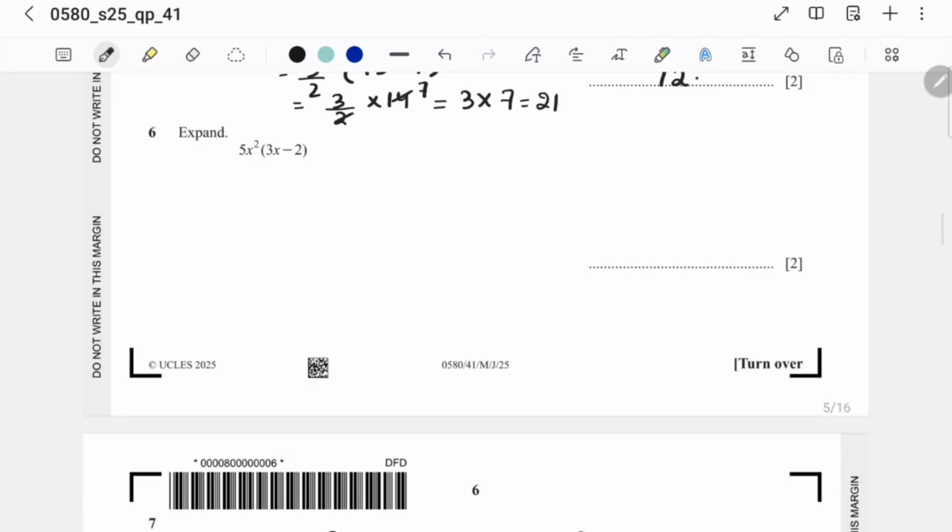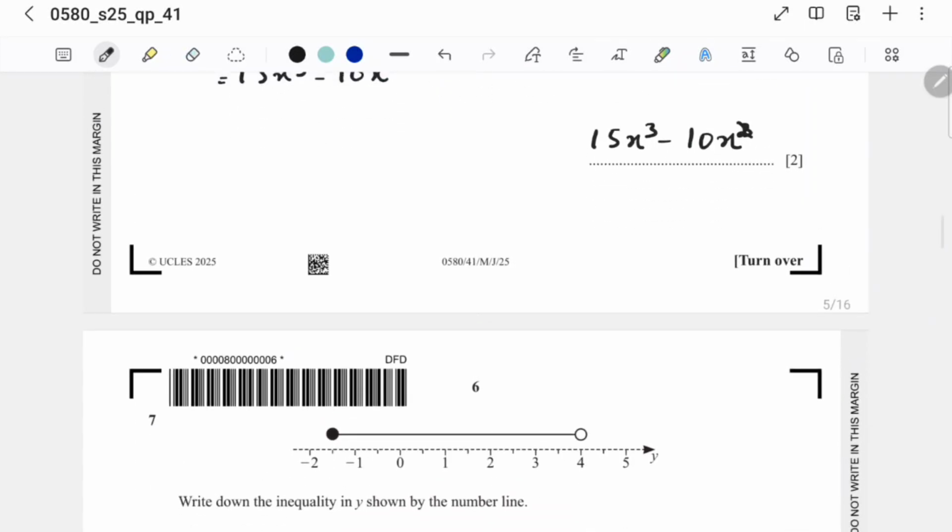Question number 6, expand 5x squared (3x minus 2), that is 15x cube minus 10x square. So that is 15x cube minus 10x square. 2 marks question.